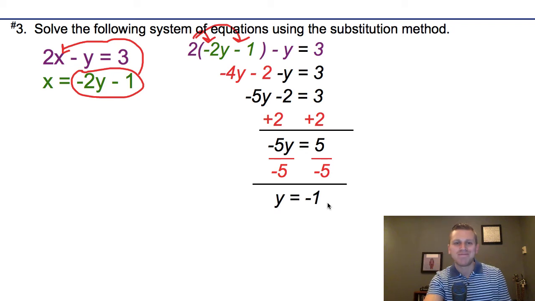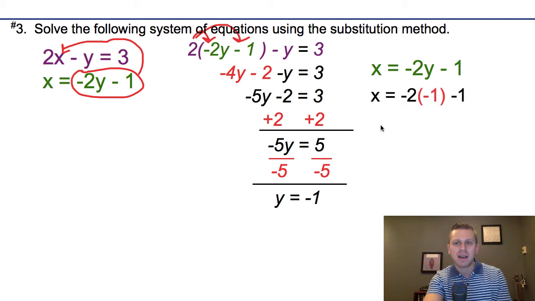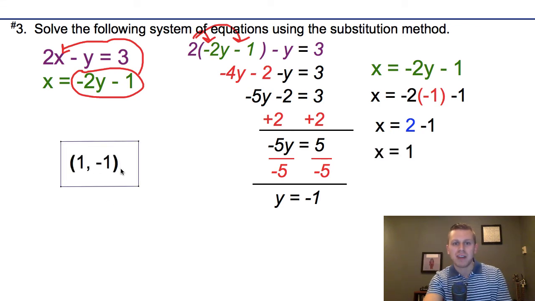Am I finished? Don't think so. Still need to figure out what x is. I can plug y into either equation. I think it's easier to use the green equation here. Plug in negative 1 for y. A negative times a negative is positive. 2 minus 1 is 1, and I get my solution of 1 comma negative 1.